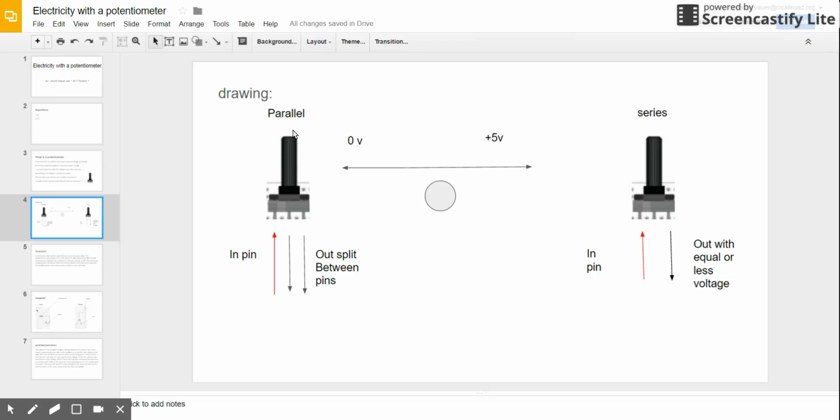Okay, so here's the in pin. So in other words, this is where power is going in. So if you were to twist this all the way to the right, this pin all the way on the right would be receiving 5 volts. If it was twisted halfway, both these pins would be receiving 2.5. Now in series, when power goes in and this is rotated to the right, this will be receiving 5 volts. If it is rotated halfway, this would be receiving 2.5, just like this pin.